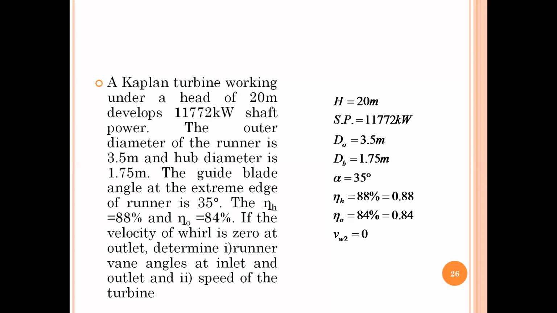See, it is not necessary to give the detail. It is understood that for Francis and Kaplan turbine, the discharge at the outlet is radial. So here again, we'll start off. So here there is no values given.